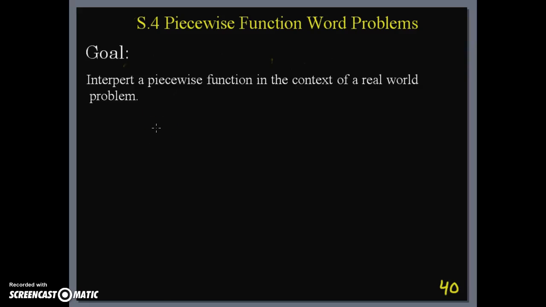Okay, today's video is S.4 Piecewise function word problems. And we can go ahead and just get into the goal today.